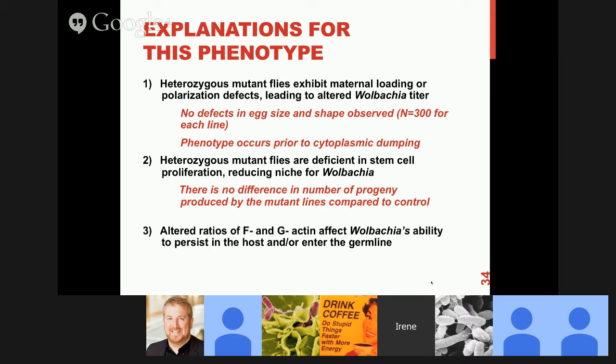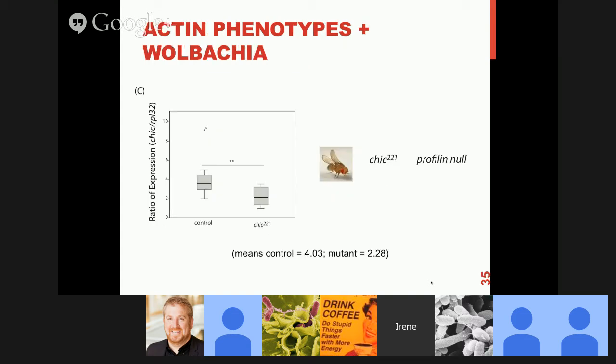The last hypothesis that I'll explore with you is that altering the ratio of F and G actin might affect Wolbachia's ability to persist in the host or to enter the germline. So I'll focus on this particular line, the profilin null, so heterozygous mutants in this chickadee line. What I'm showing you first is that if you compare the amount of profilin in these heterozygous mutant lines to our controls, you see a reduction by half. And that is not so surprising since they carry a single copy of the wild-type chromosome as well as a single profilin null chromosome. So that's one phenotype in these flies.